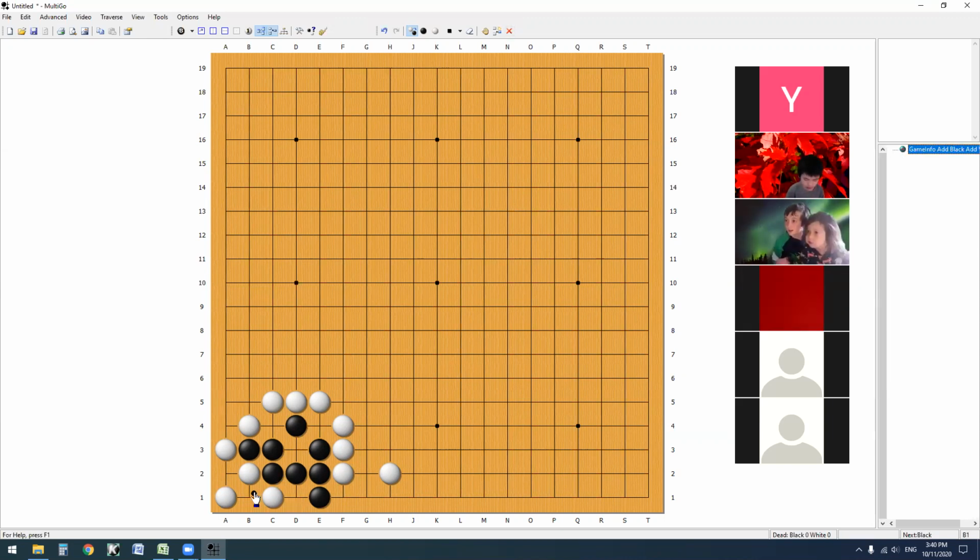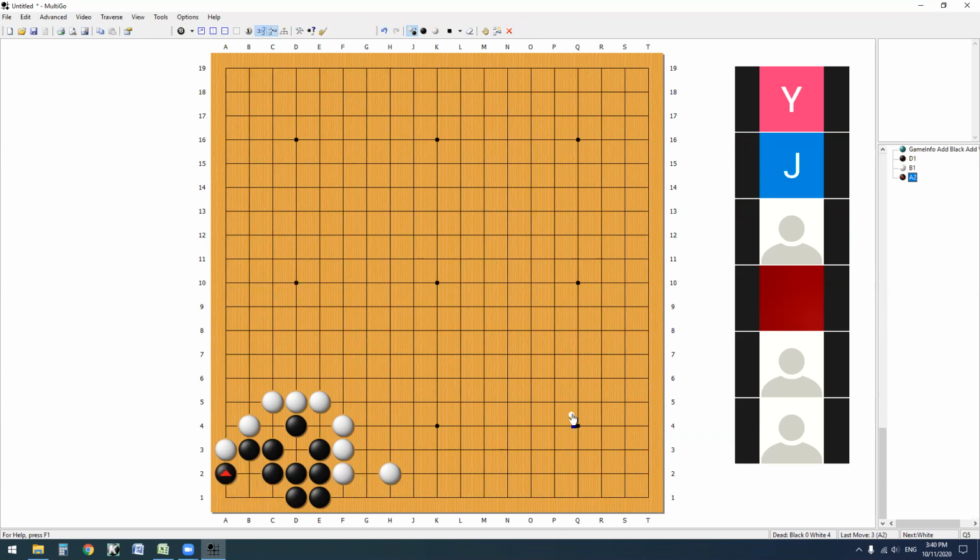Some people tell me it's like this. So you atari, and it connects, and you capture 4 stones. So black is alive. Anything wrong with this sequence? Atari, connect, and kill, and it's alive.